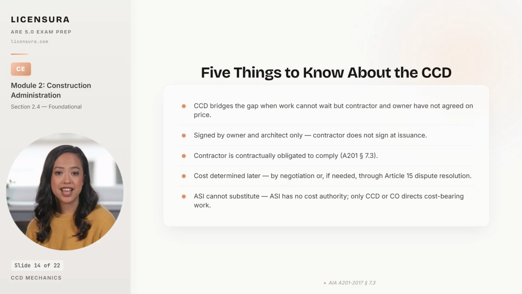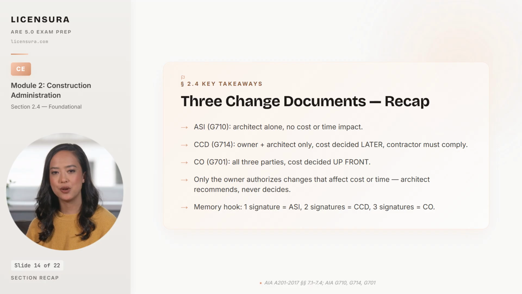And fifth, the ASI cannot substitute for a CCD when cost is involved. An ASI that quietly directs cost-bearing work is the architect personally being sued for unauthorized modification of the contract. Pulling the 3 instruments together leaves one rule that prevents most of the wrong document lawsuits in this domain. 5 takeaways from the 3 change instruments.